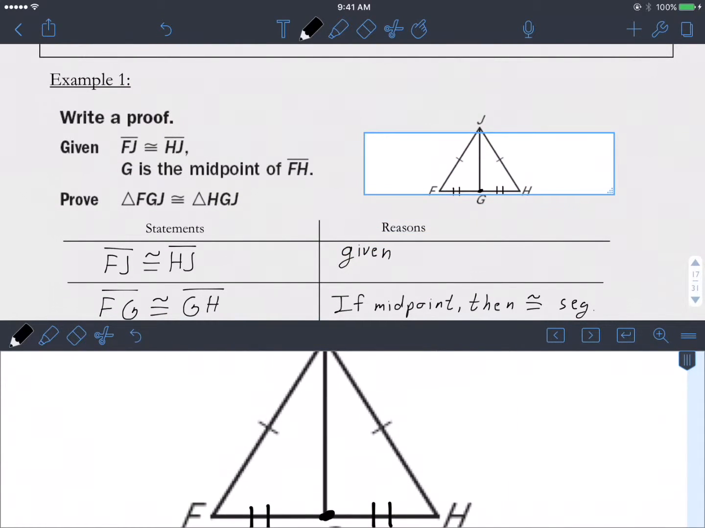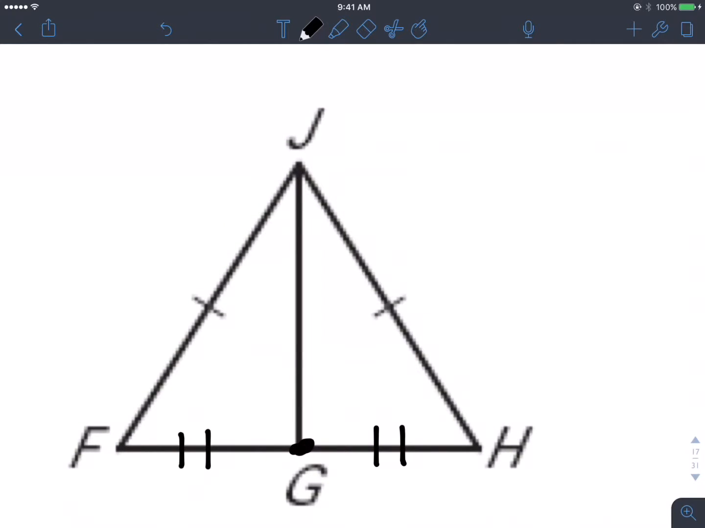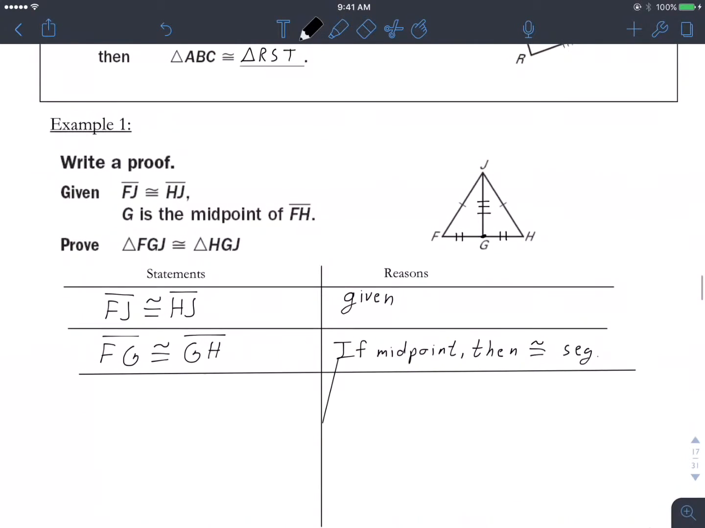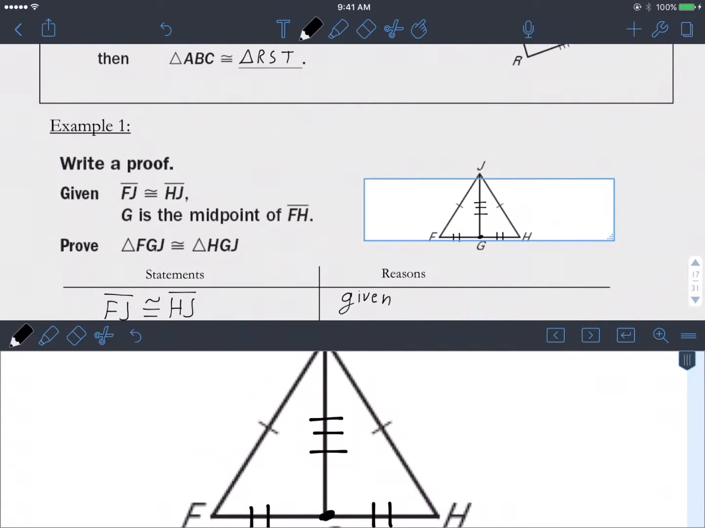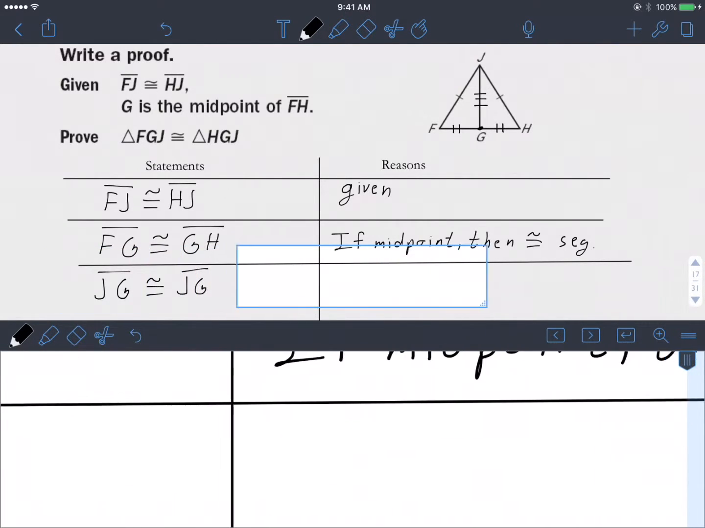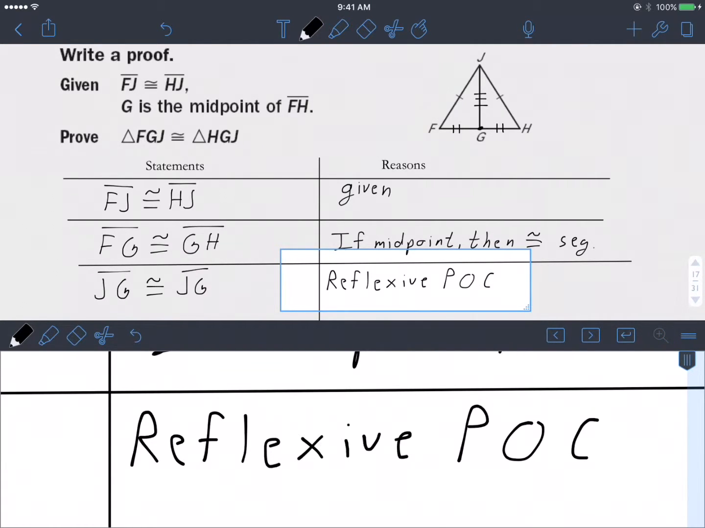Well, if we look at our diagram, we see that the 2 triangles both share this side right here, JG. So then we can now say that JG is congruent to JG. And that's the reflexive property of congruence.